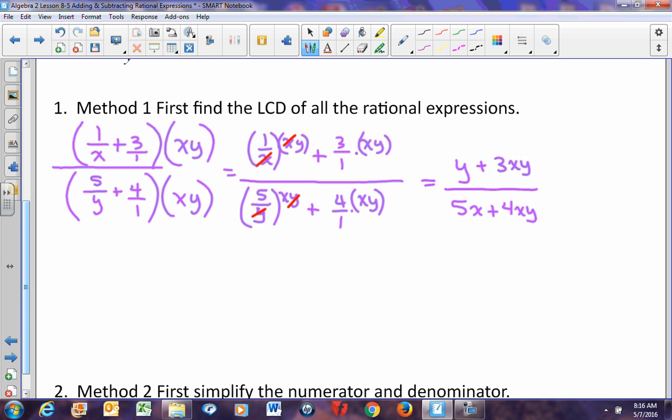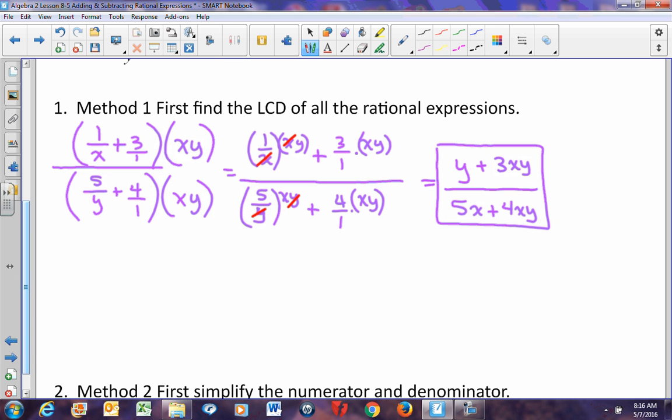Now it's a basic regular division problem. And I just look to see if there's anything that can simplify, and there isn't. So I'm done at that point in time. So I have y plus 3xy over 5x plus 4xy. And we're done with this problem at this point. That's method one. That works pretty well if your problems are small.